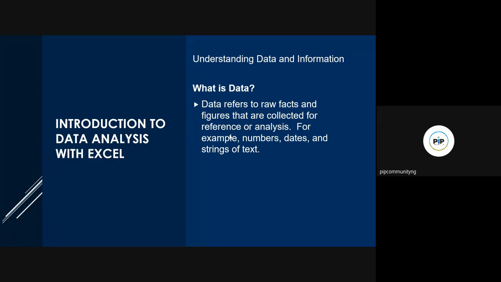So, data refers to raw facts and figures that are collected for reference or analysis purposes. For example, we have numbers, we have dates, we have text. Particularly anything you collect because you want to make inference from that particular thing, it's data. It can be in the form of numbers, it can be dates. Just know that that is data. All right, so we know data is a raw fact, but there's also information.